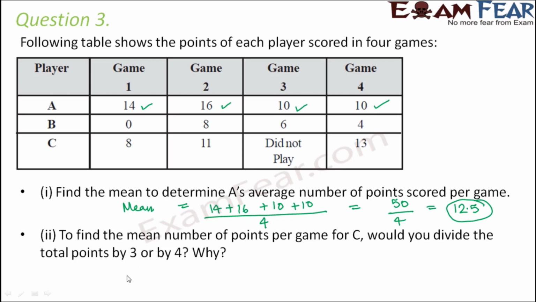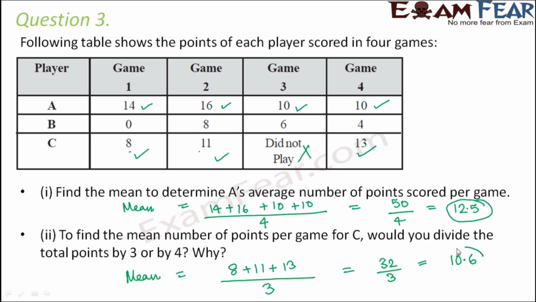So therefore, when we calculate the mean, what will we do? We will find out the sum of his scores, which is 8 plus 11 plus 13. And we will divide it by the number of games he played. How many games did he play? 1, 2 and 3, because he did not play this game. So we will divide it by 3. So therefore the sum would be 32 divided by 3, which is equal to 10.6. Therefore the average score of C would be 10.6.